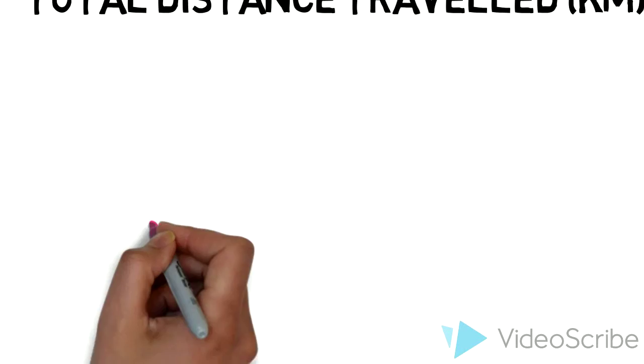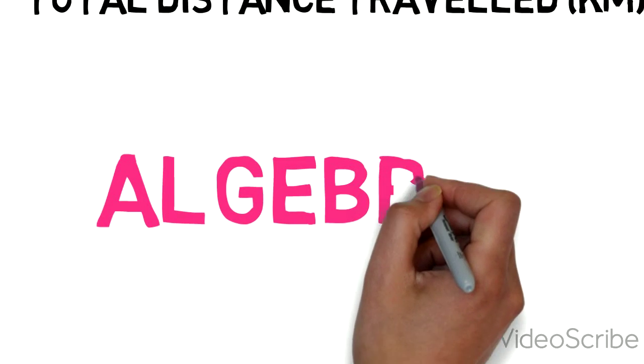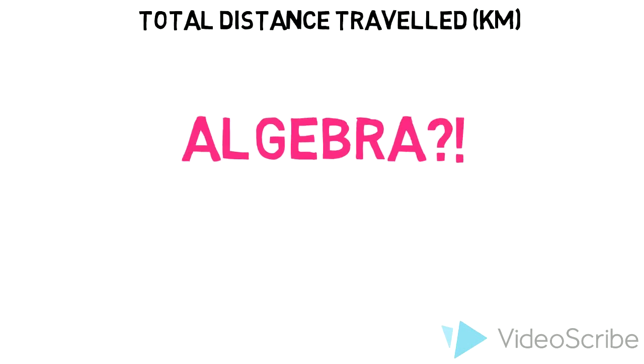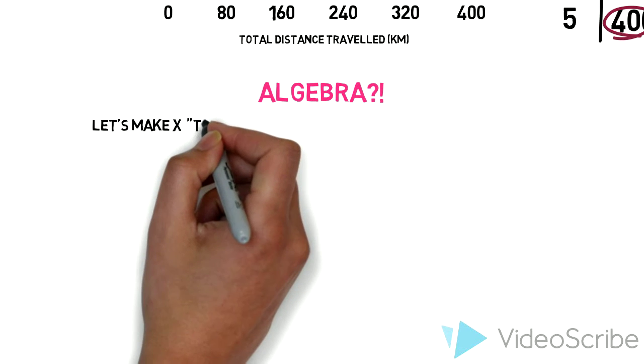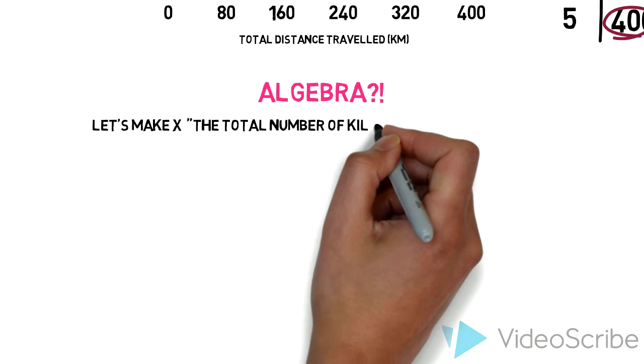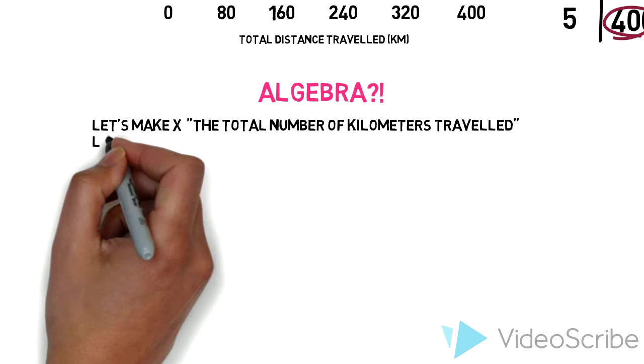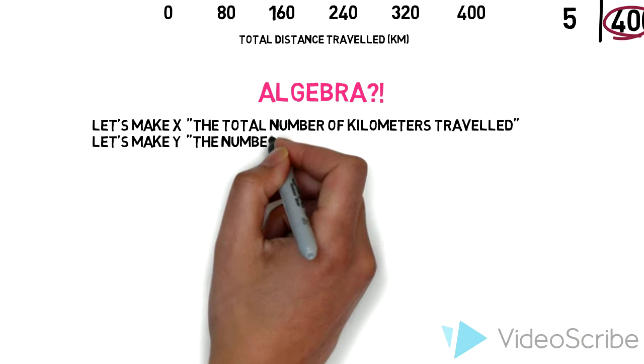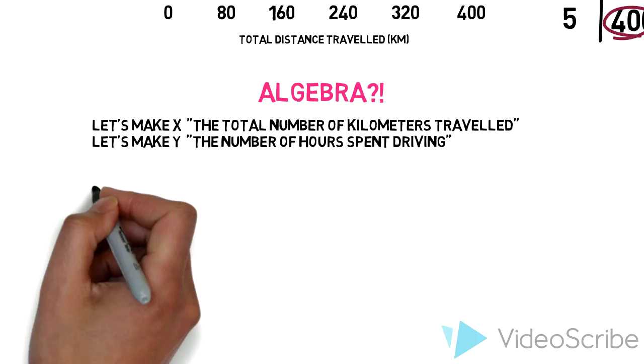Finally, we can also express this problem with an algebraic equation. So for instance, to be consistent with our graph, let's say that the letter x is going to represent the total number of kilometers traveled. And let's make the letter y the number of hours left driving.